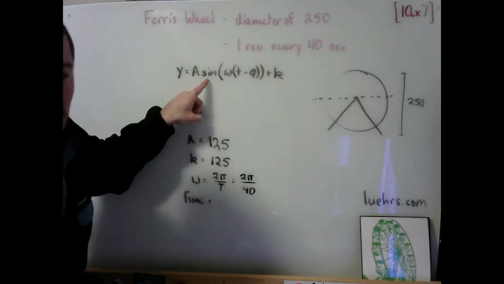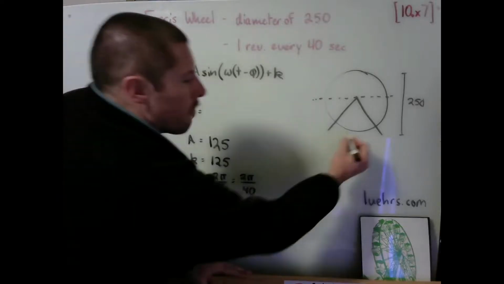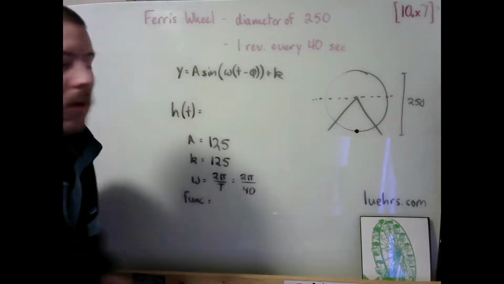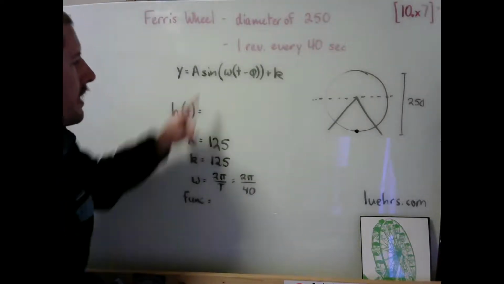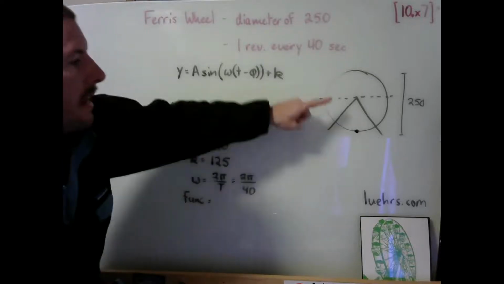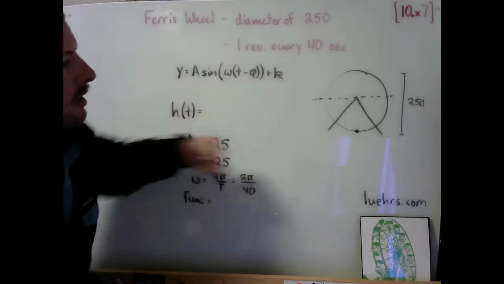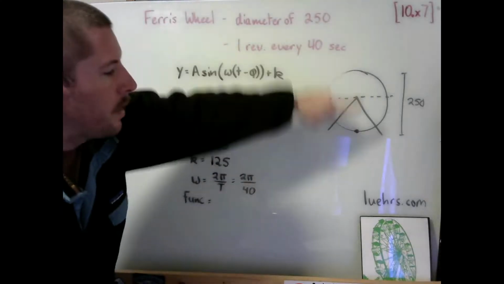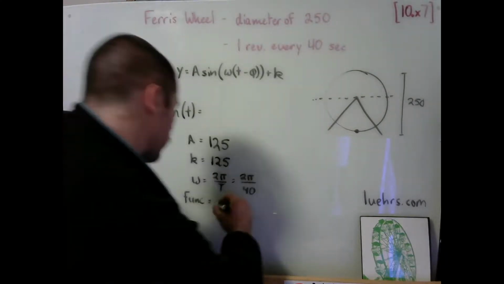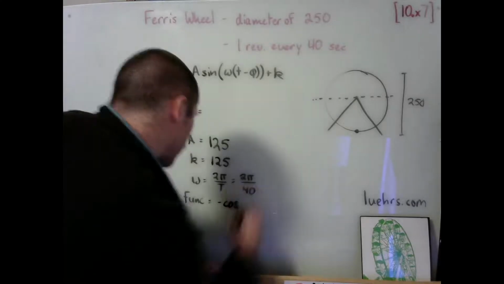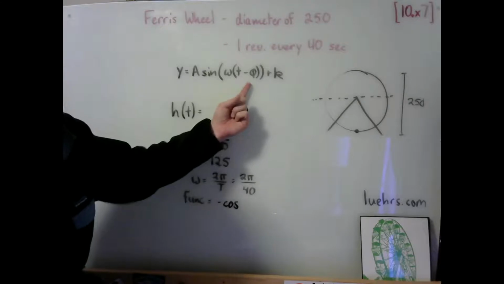I wrote my general form as a sine function, but I am not necessarily convinced that should be the case. On a Ferris wheel, you are always going to get on at the bottom, at the minimum height that you ever experience. The sine function always begins at its midpoint, so I don't want to use sine. The cosine function begins at its maximum. We are interested in beginning at our minimum, so I'm going to use the negative cosine function here. Since we are beginning at our minimum height, I don't need to include any phase shift information.